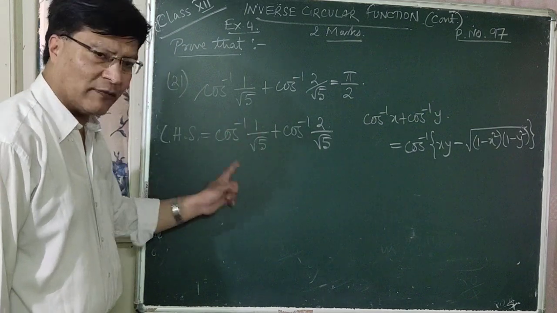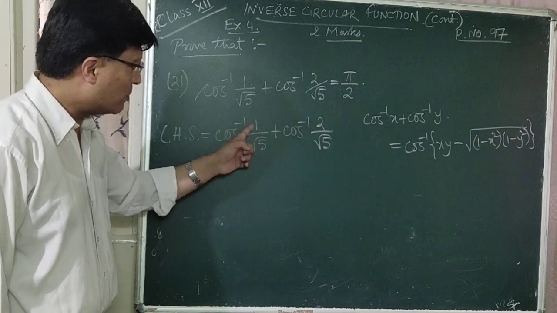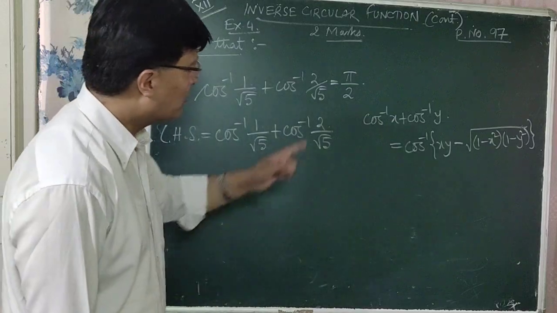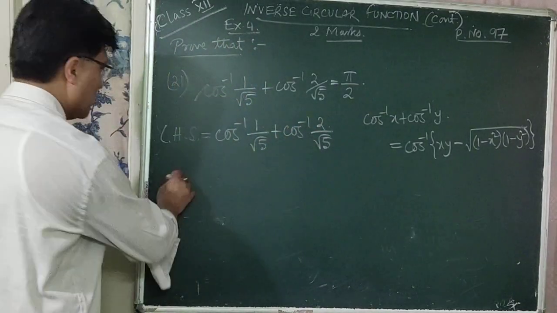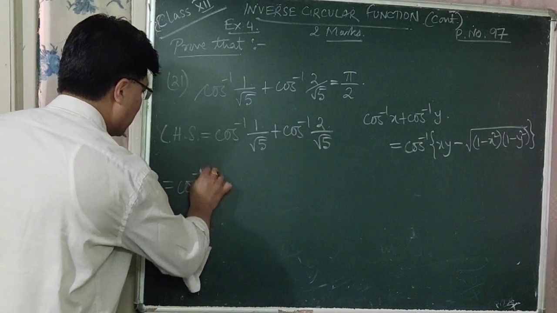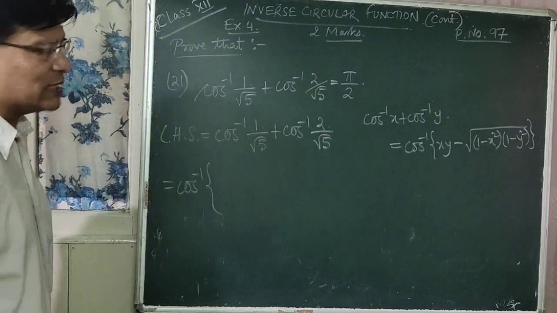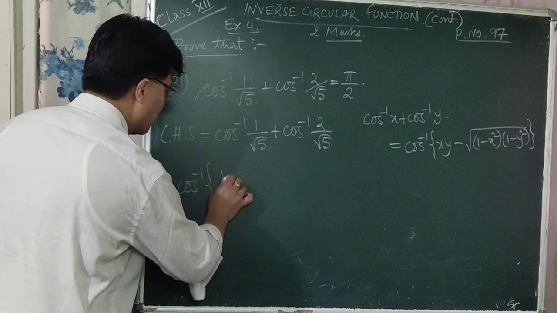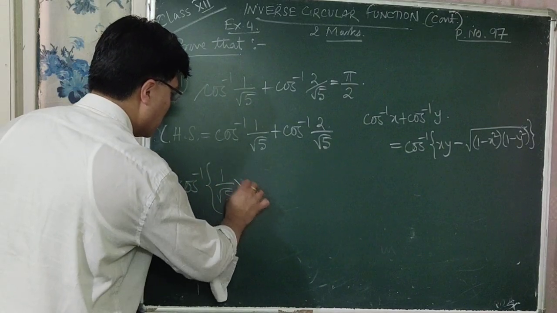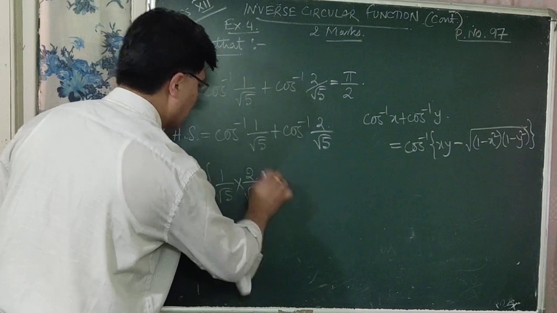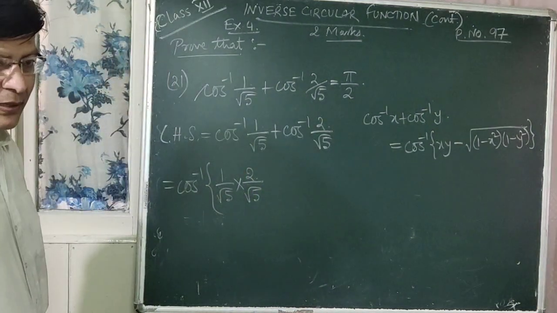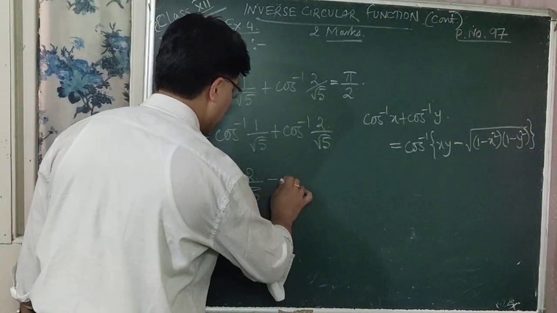Okay, now the same formula is used here. What is the value for x here? 1 by root 5. What is the value for y here? It is 2 by root 5. So let us use the formula. It is equal to cos inverse within second bracket. What is x? Here x is 1 by root 5 into what is y? It is 2 by root 5. Next, minus sign is there.